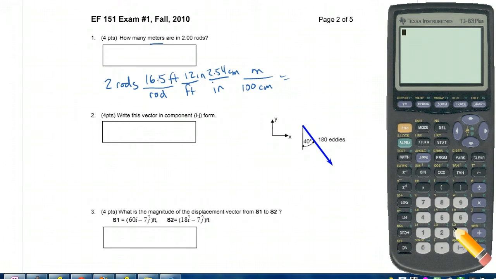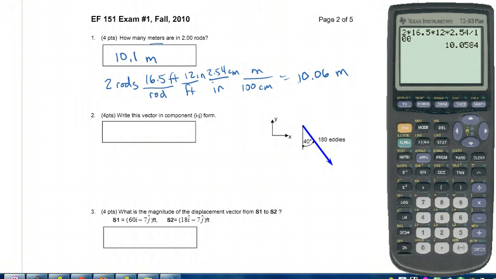So we can multiply that out real quickly. 2 times 16.5 times 12 times 2.54 divided by 100. Double check my typing. Looks good. 10.06. Okay, units of meters. And we'll use 3 significant digits because that's what the instructions say. So 10.1 meters. Make sure you get units and round off your answer for each problem.